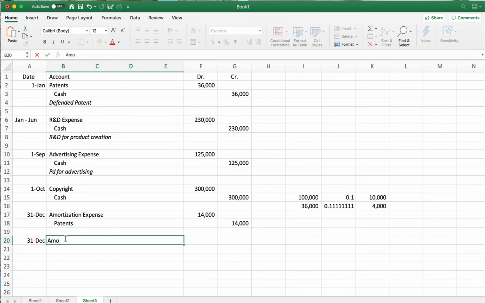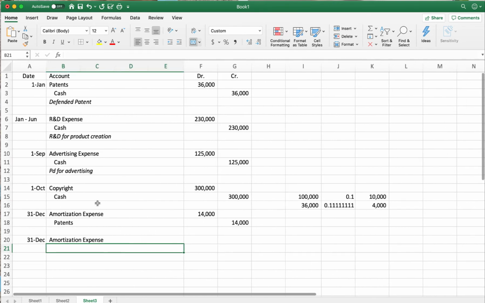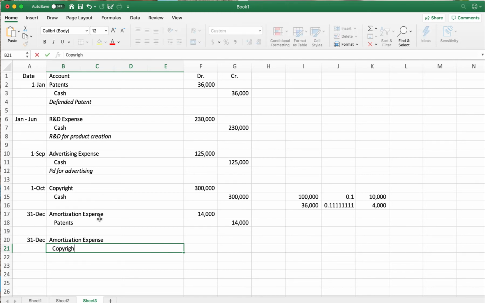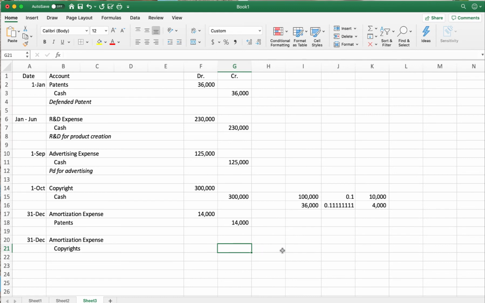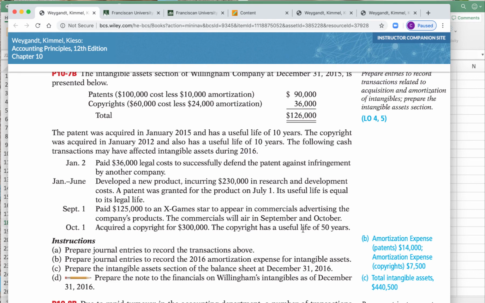I'm going to debit amortization expense, and I'm going to credit, in this case, copyrights, because that's what we're dealing with. Okay, so how many copyrights do we have? We have two, right? We have one that's $60,000. And we know that that has a useful life of how much? 10 years. So we need to take 1/10 of that cost.